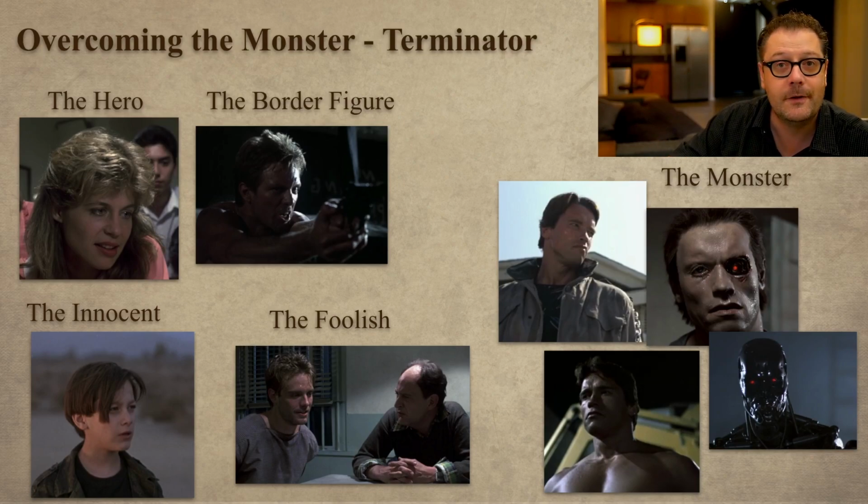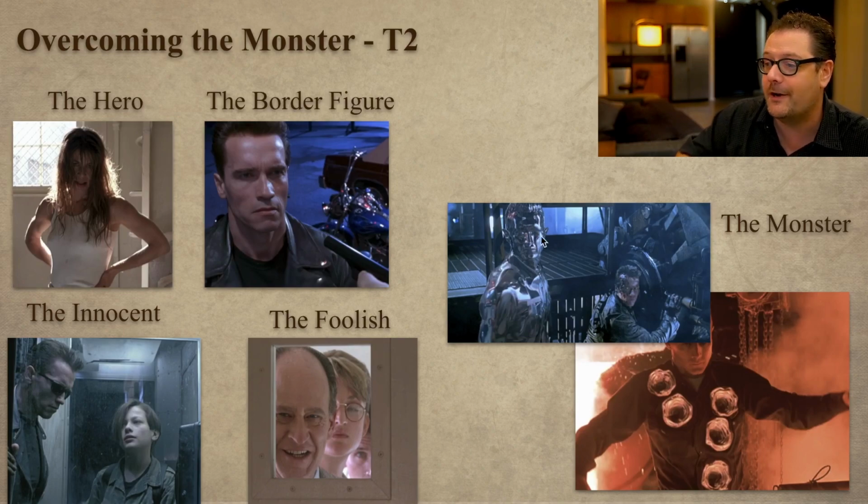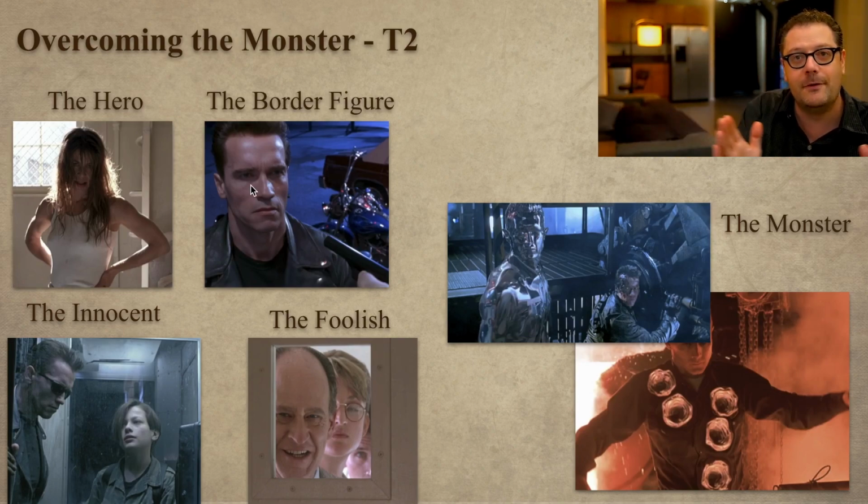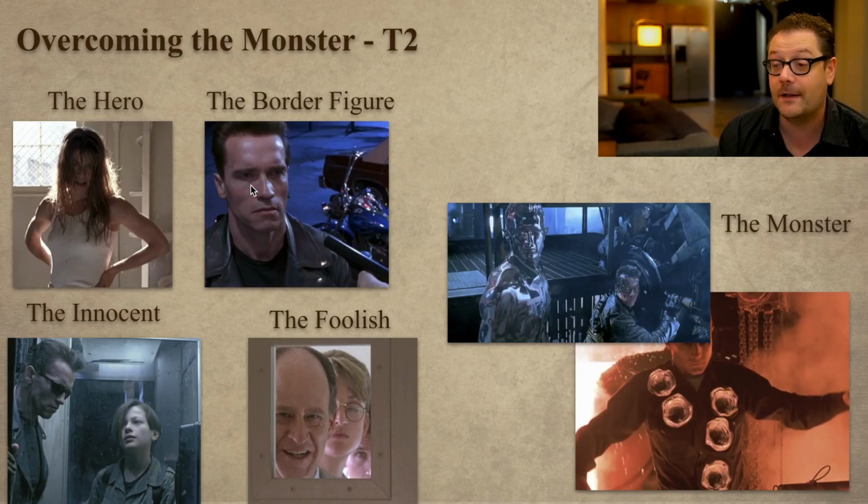So what did they do in Terminator 2? In Terminator 2, they switched it up. And they moved him over. You might say they moved him a little bit more towards the side. He's not the protagonist. Sarah Connor is still the protagonist. But they moved Arnold Schwarzenegger's character, the Terminator, to the border figure. So now he's the one half in and half out. So let's take a look at a scene there.